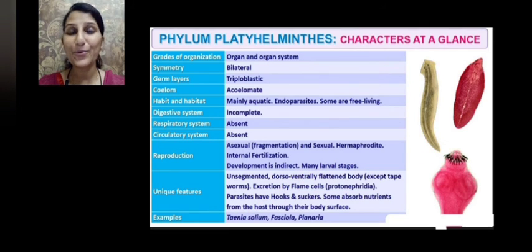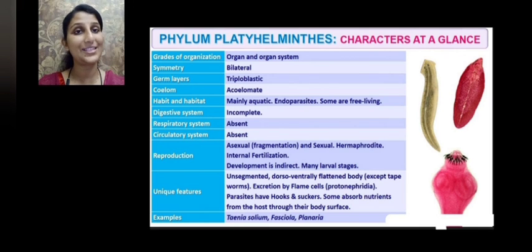So now let us summarize the features we have studied so far about the phylum Platyhelminthes. They are also called flatworms. Why? They are flat in appearance. Their grade of organization or level of organization is organ and organ system. The symmetry is bilateral. Germ layers, they are triploblastic. The coelom, they are acoelomate. Habit and habitat, they can be free living or parasitic, and most of them are aquatic. And the digestive system is incomplete.